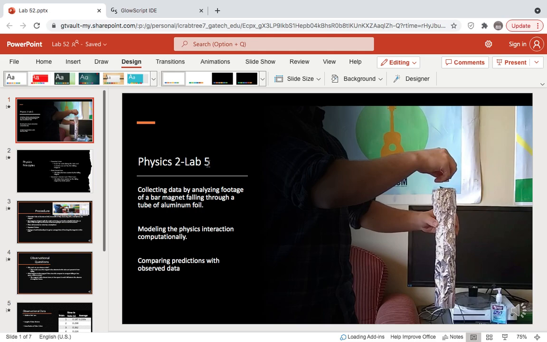For this lab, we are calculating data by analyzing footage of the bar magnet falling through the tube, modeling the physics interaction computationally, and comparing the predictions of the model with the observed data.